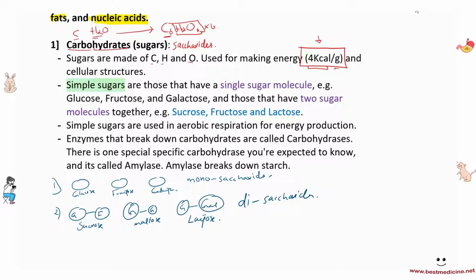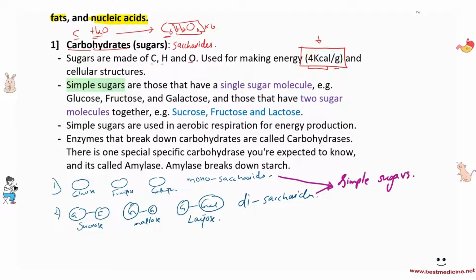Now, here's the thing. Both mono and disaccharides belong to simple sugars. These are very small, simple molecules, so we call them simple sugars. It is very important to make this distinction in AQA because we're going to be doing some food tests for which we'll be testing simple sugars differently than complex sugars. Simple sugars include monosaccharides, which include glucose, fructose, and galactose, and disaccharides, which include sucrose, maltose, and lactose.